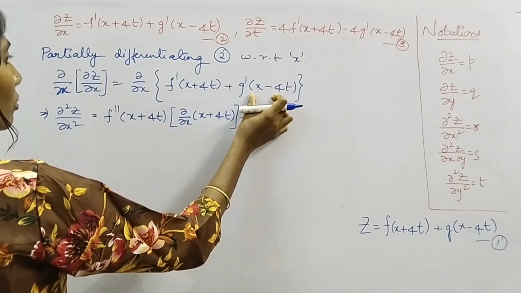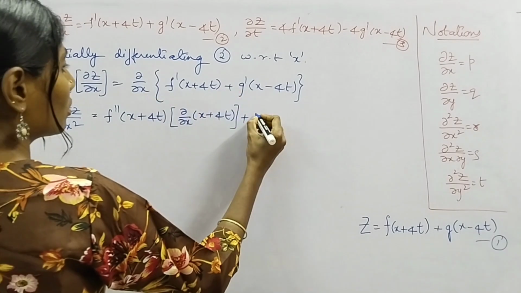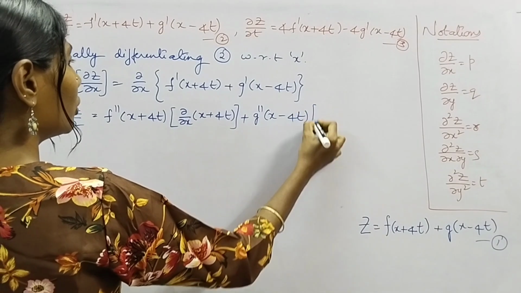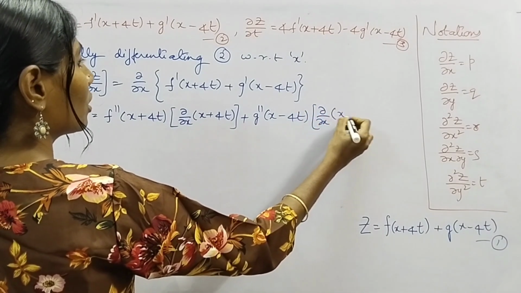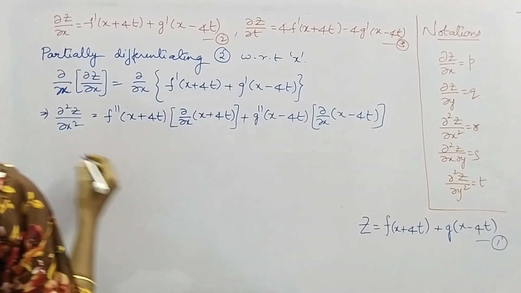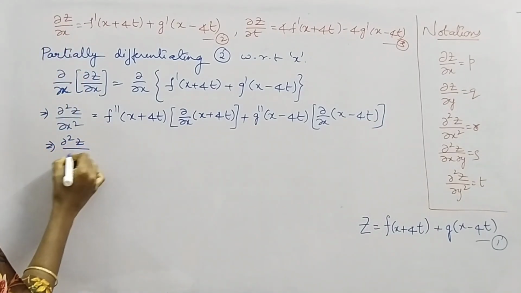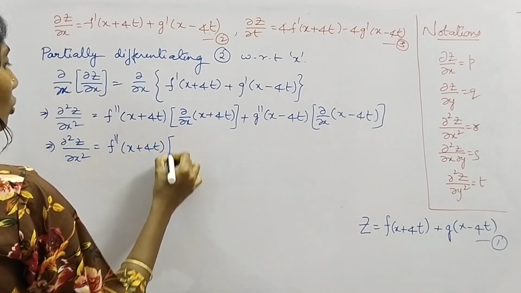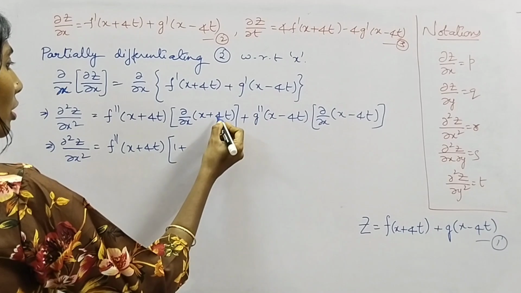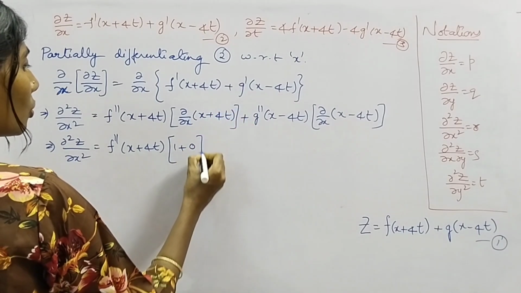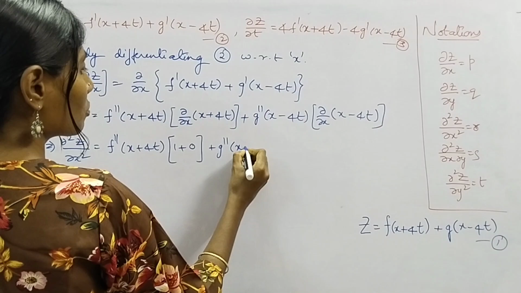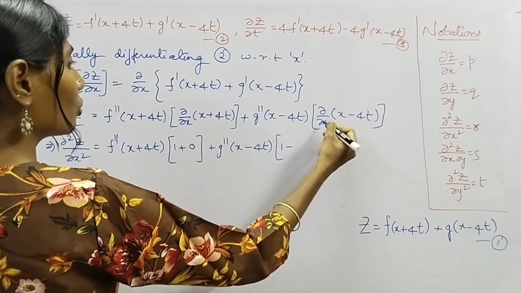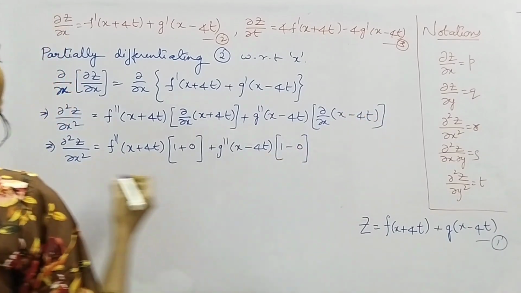Now partially differentiate g dash with respect to x. The partial derivative of g dash is g double dash into the inner derivative, dou by dou x of x minus 4t. This gives us dou square z by dou x square equal to f double dash of x plus 4t into the partial derivative of x with respect to x, which is 1, plus the partial derivative of a constant with respect to x, which is 0, plus g double dash of x minus 4t into the partial derivative of x with respect to x, which is 1, minus the partial derivative of a constant with respect to x, which is 0, right?